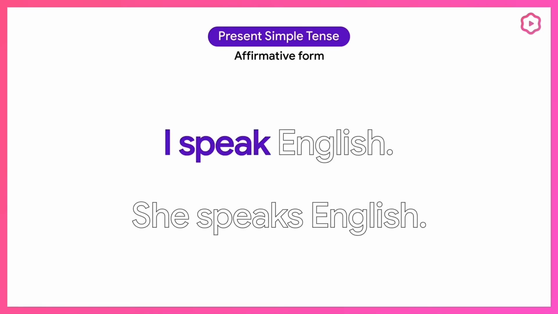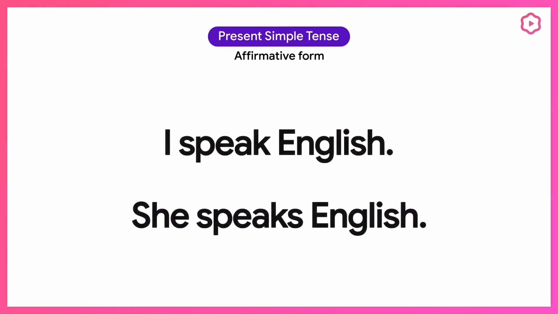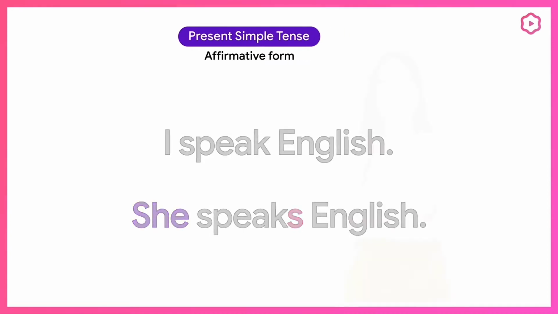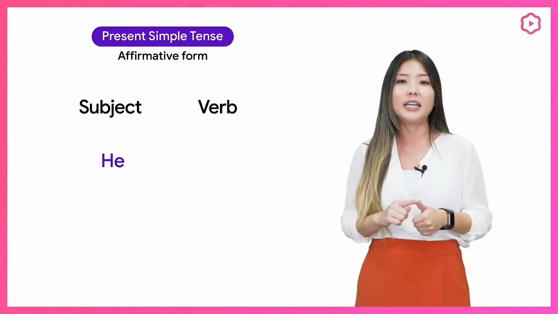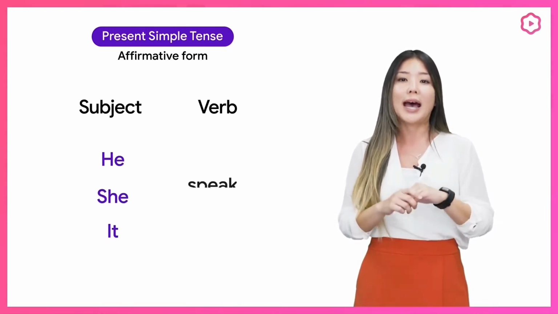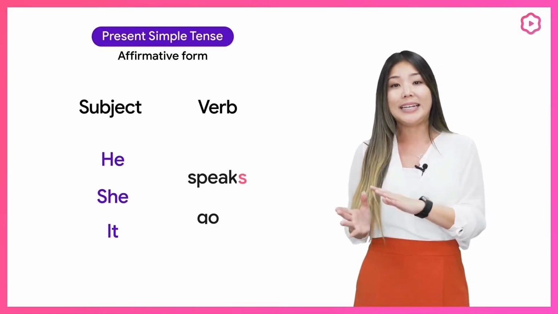I speak English. She speaks English. Do you notice the difference? In the second example, there's an S at the end of speak. Why do we do that? That's because the subject is she. When the subject of a sentence is he, she, or it, we add an S, sometimes an ES to the end of the verb.